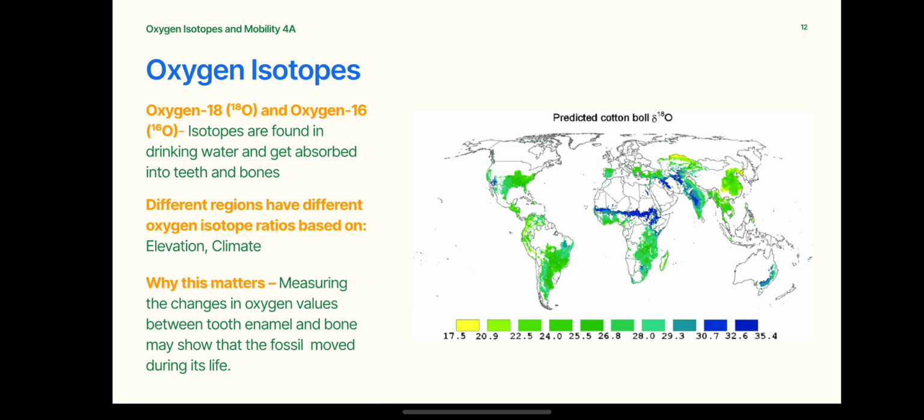When a person drinks water, the oxygen isotopes get absorbed into their body and end up in their bones and teeth, just like with food. So if we analyze those oxygen levels, we can start to figure out where that person lived, based on the water they consumed.